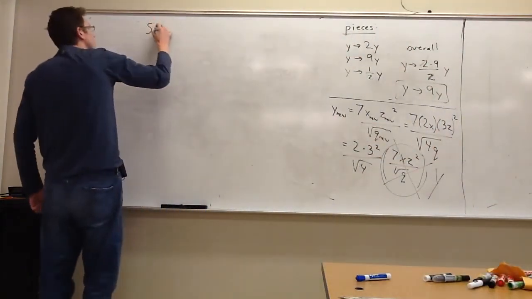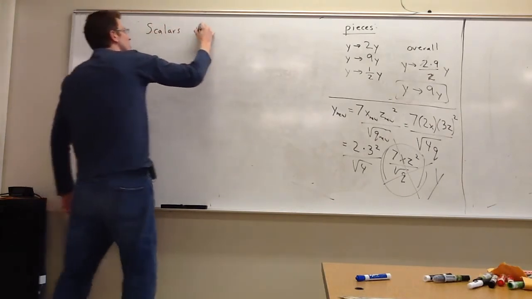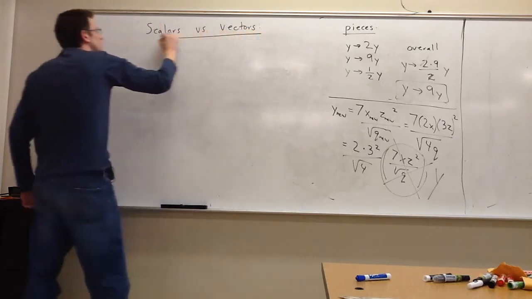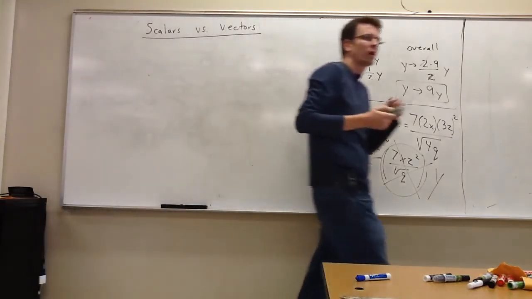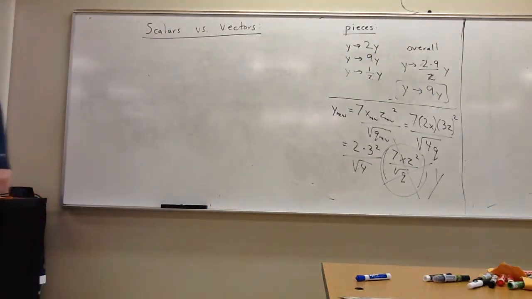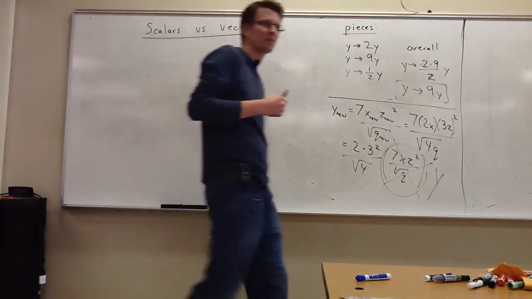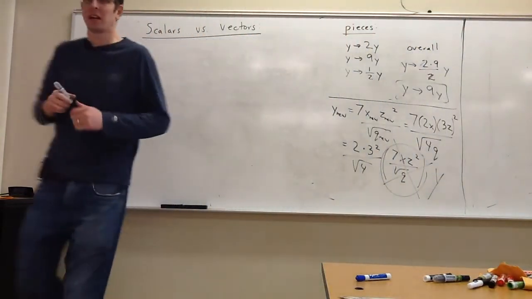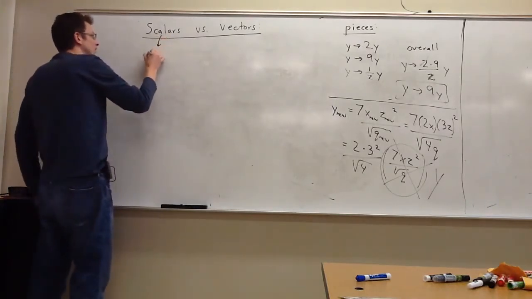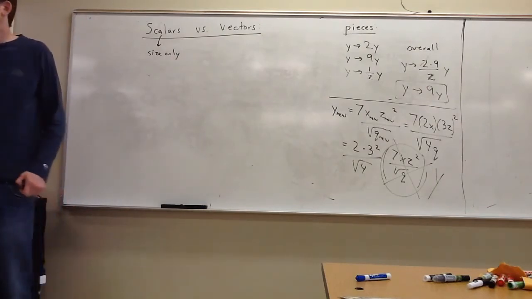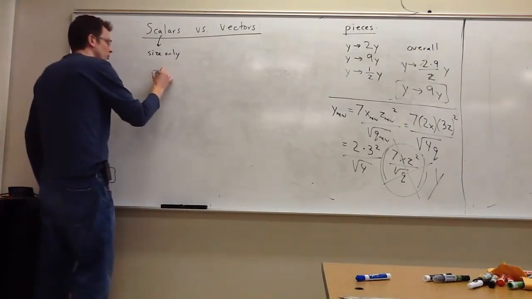So scalars versus vectors. These are the two different kinds of quantities we'll be working with in this class. Scalars are the kind of things that you've used since you've ever worked with numbers back in elementary school. You didn't call them scalars because there was nothing to confuse them with, okay? These are quantities which have a size only. Some quantities just lend themselves to just saying how much.